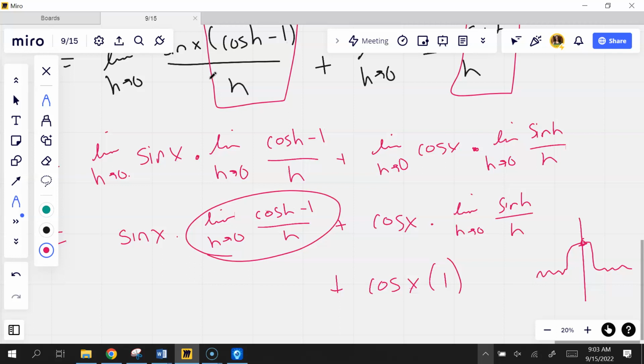Agree? Disagree? This is hard. That's why I was hesitant to even do this first, because I'd already done it one time and I knew what it entailed. If you graph cosine x minus 1 divided by x, what does it look like?